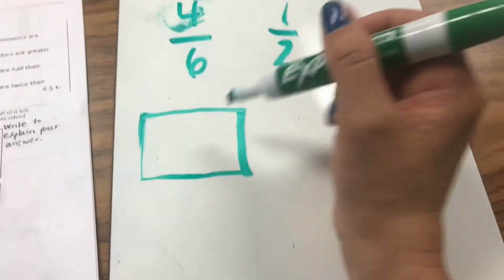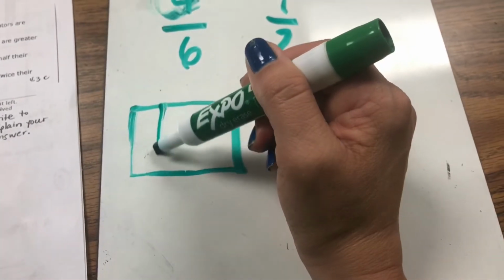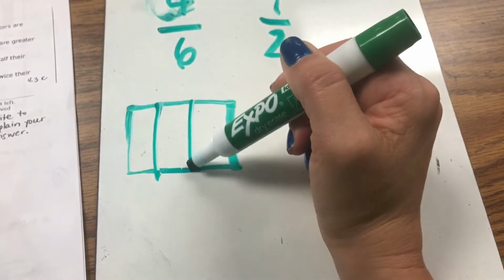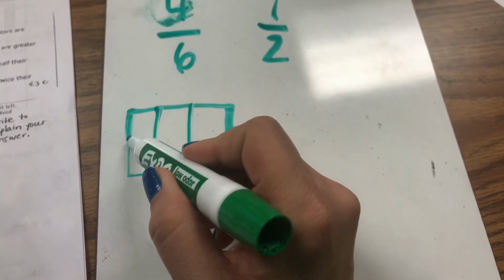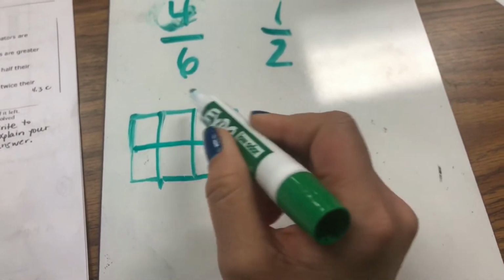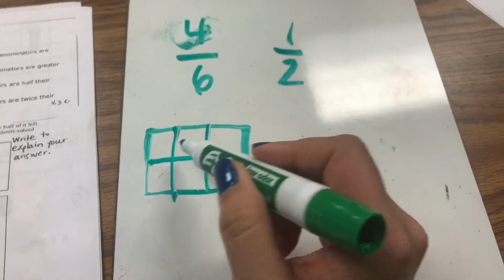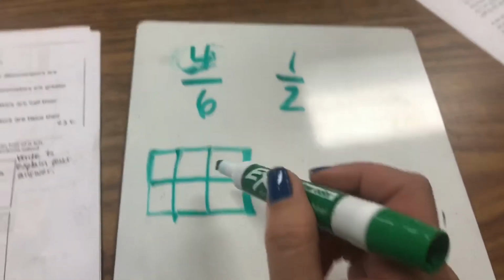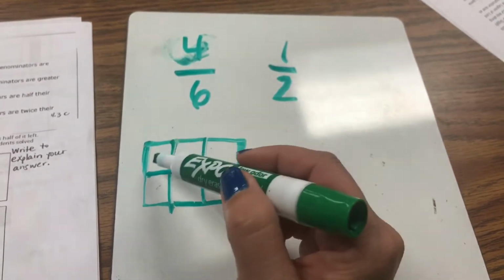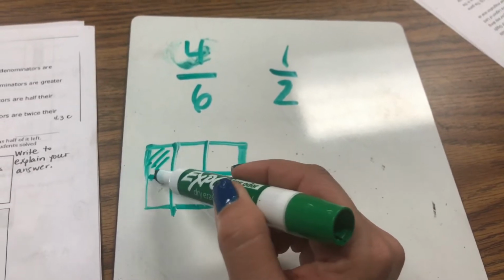And the way I do 6 is I usually divide it into 3 equal parts and then cut those in half. And so each one of those pieces represents 1/6. There's a total of 6 pieces. Our numerator is a 4, so that was going to represent the number of pieces we need to shade.